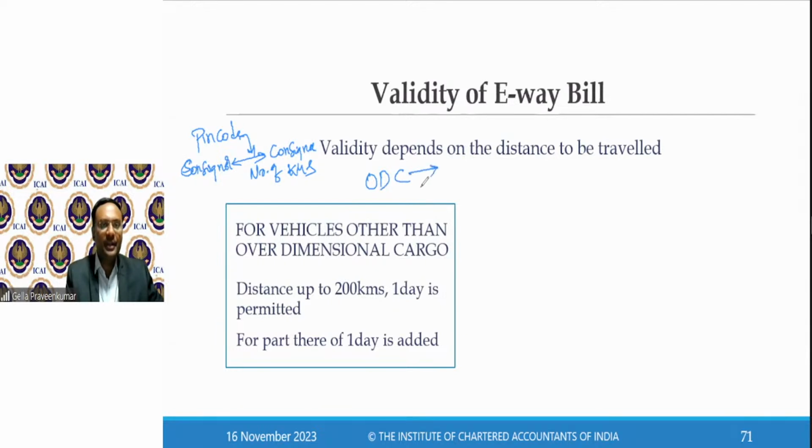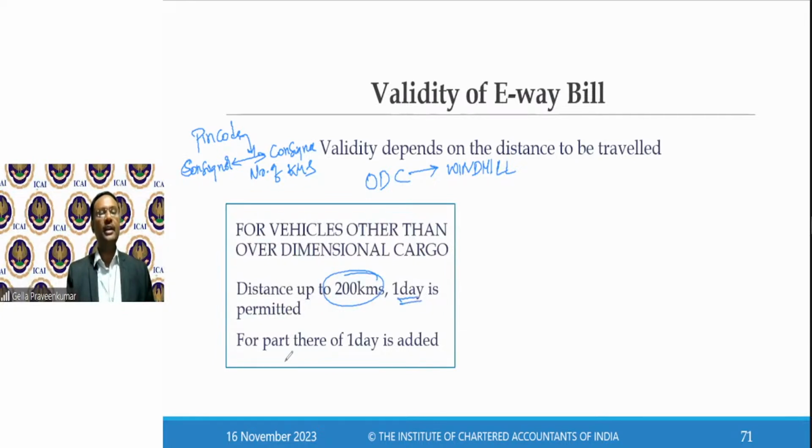A classic example for you to remember: please recollect your windmill case. Your windmill needs a minimum 40 feet trailer. When I say 40 feet trailer, the turbine which rotates has to go on a big truck. The big truck cannot pass at the same speed like a smaller truck. So other than this ODC, over-dimensional cargo, up to 200 kilometers, they say for every 200 kilometers, 1 day is given.